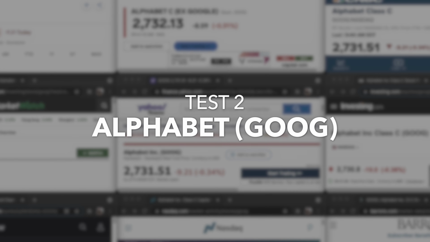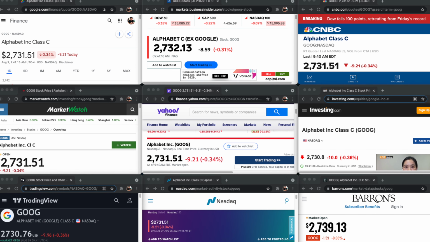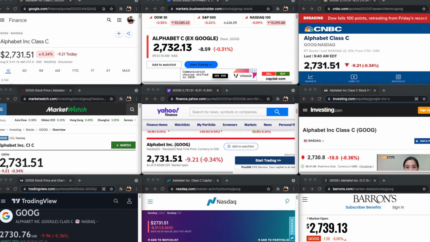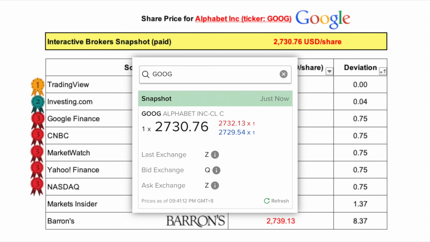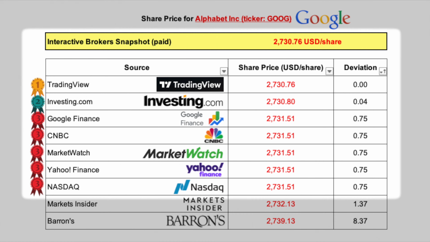Moving on, I repeated the test on Google because it is the less liquid stock among the US mega cap companies. Plus, it has a hefty price tag of around $2,700 per share, which I thought would be an interesting subject to test on. So here's the test result. TradingView is at a strong number 1 with the same share price as the live data, and it is closely followed by Investing.com with a small deviation of only 4 cents.